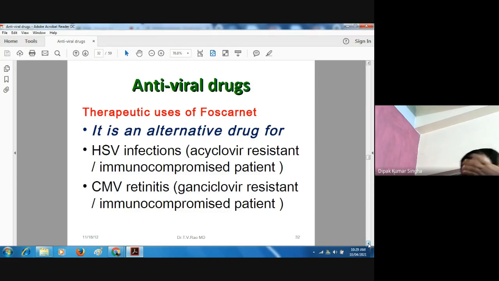What is an immunocompromised patient? Their immunity power is very low, that is called immunocompromised. In that case, foscarnet is used, a very useful drug rather than acyclovir or ganciclovir.